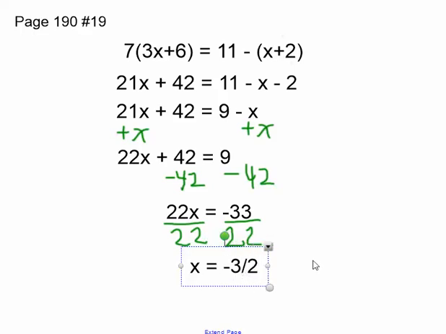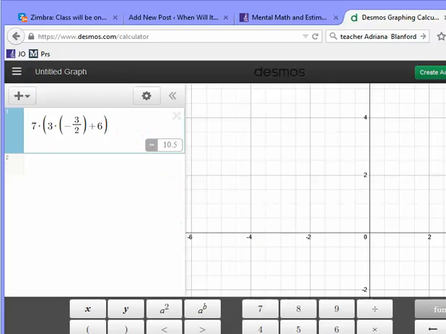Now I'm going to pause the video and I'm going to check that. I'm going to put negative 3 halves in for x in each of the locations and see if, in fact, the statement is really true. I'm using Desmos, but you can use any calculator. When you put negative 3 halves in for x on the left-hand side, you get 10.5.